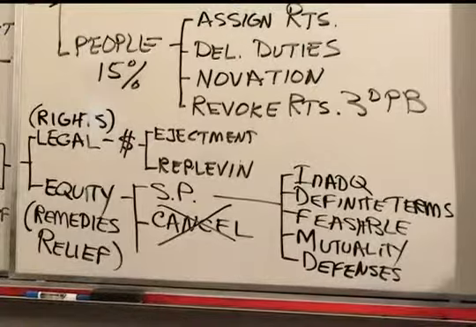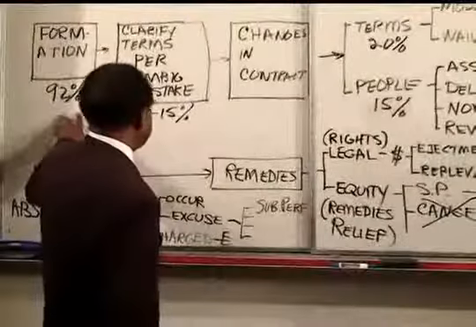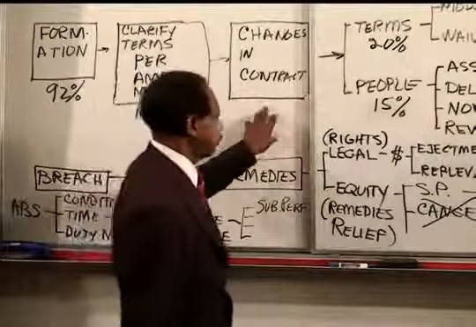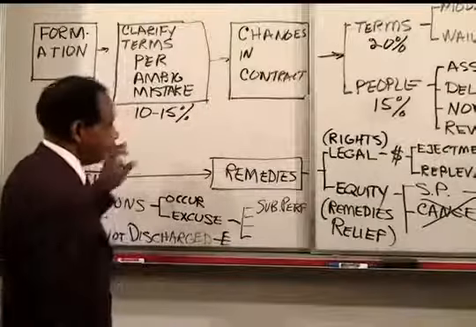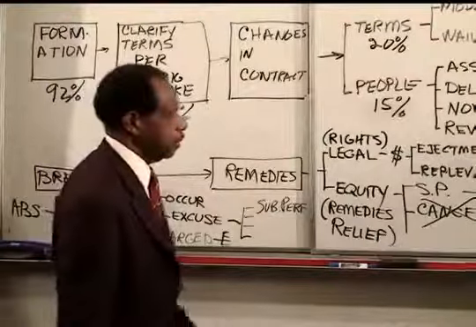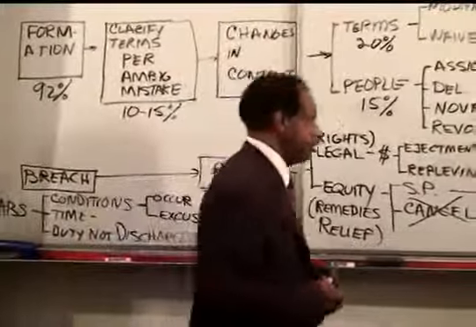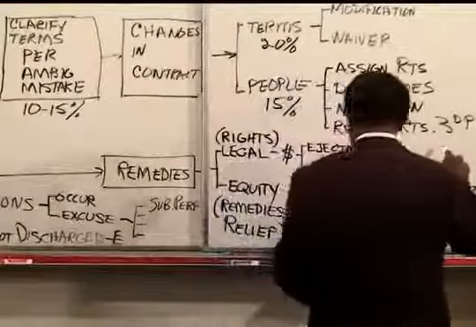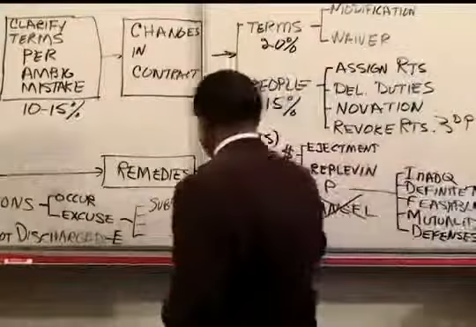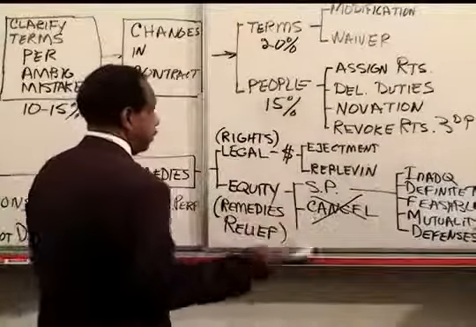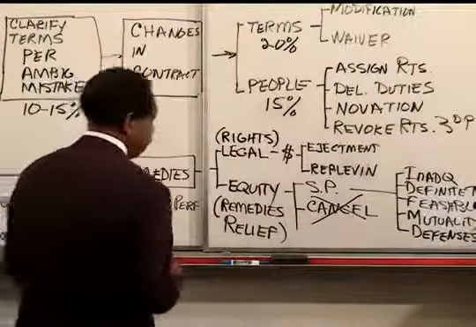So we're at the point then where you form contracts, clarify terms, look for changes, see if there was a breach. If there's a breach, a person's entitled to remedy. And the final part of the law of contracts is quasi-contract. And so I'm going to put this someplace on the board. I'm going to put it right here.